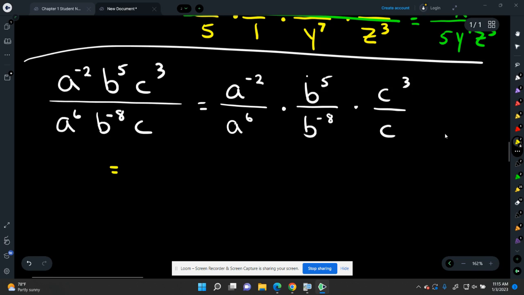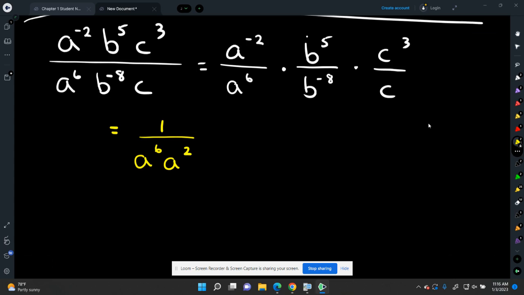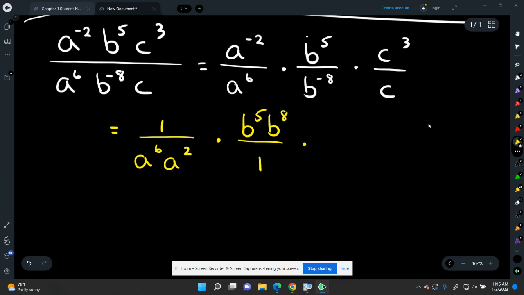Okay, what do I do with that a to the negative 2nd? Move it to the bottom. Yes, so this becomes 1 over a to the 6th, a to the positive second. When you move it, you change it to positive. Times, what do you think we're going to do with that b to the negative 8? Move it back to the top. Yeah, so we have b to the 5th, b to the 8 over 1. And then the c, those are normal, so what's happening here? C to the 2nd.